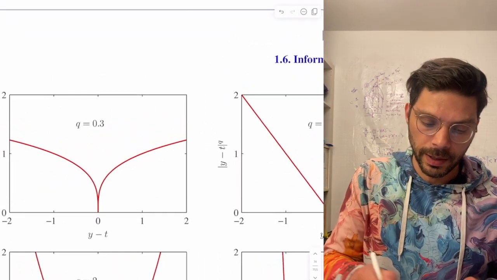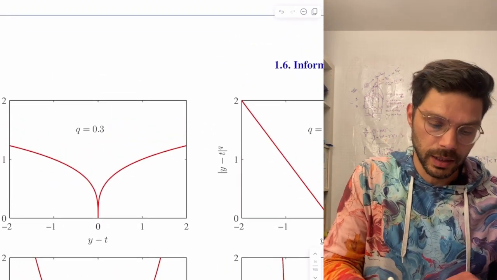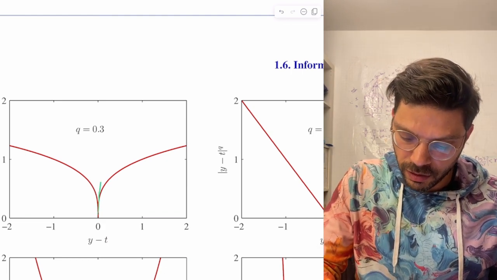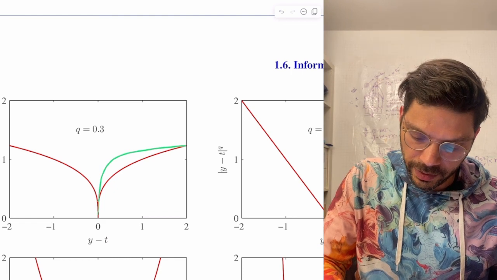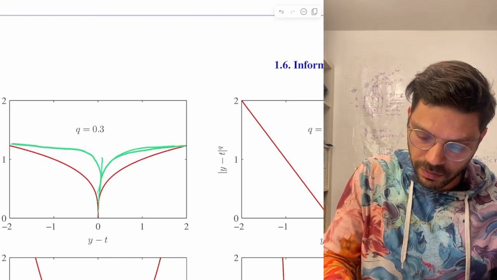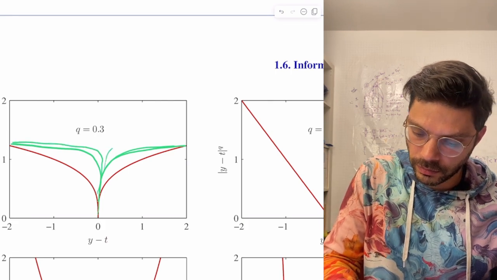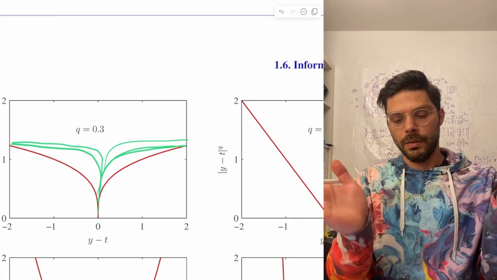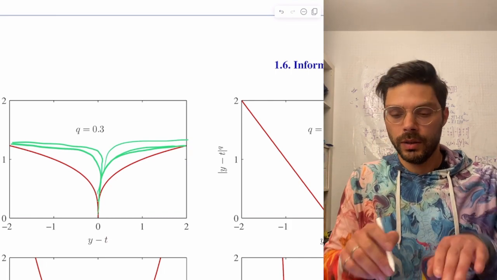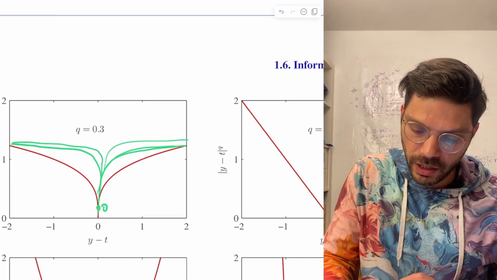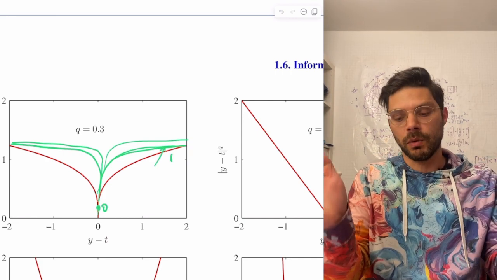So let me pick a good color to draw it in. As q goes towards 0, this function starts looking a lot like, I don't know, it becomes even sharper and sharper. So it ends up becoming closer and closer to essentially that misclassification loss that we had. So it'd be kind of 0 over here, and then kind of, I don't know, like 1 everywhere else.